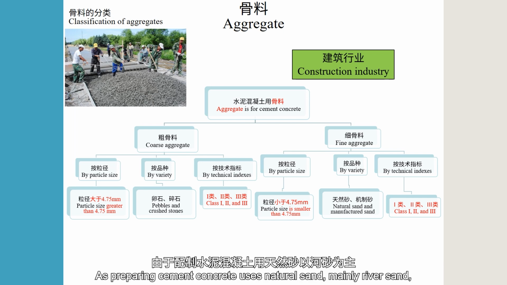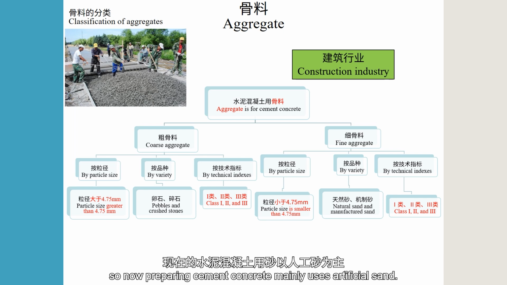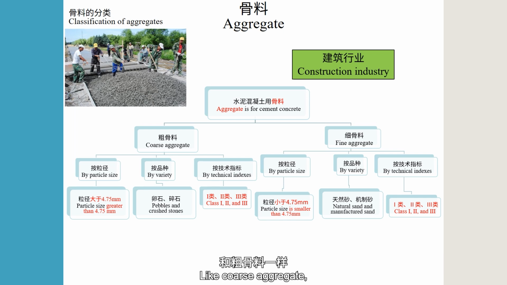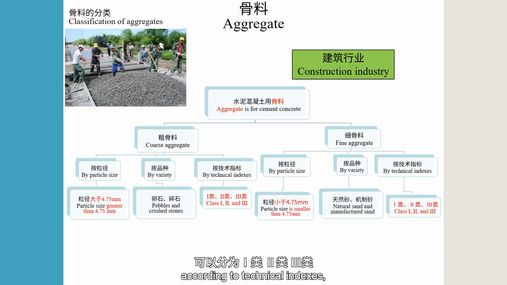As preparing cement concrete uses natural sand, mainly river sand, the stock of natural river sand is very small. So now, preparing cement concrete mainly uses artificial sand. Like coarse aggregate, fine aggregate can also be divided into Class 1, Class 2, and Class 3 according to technical indexes, and they have the same scope of application.